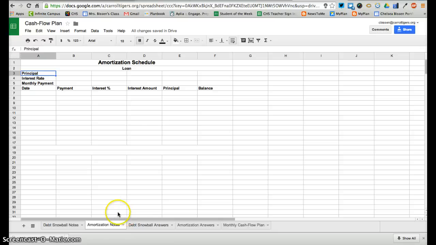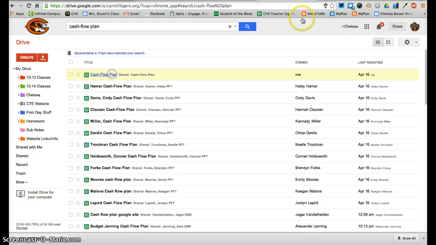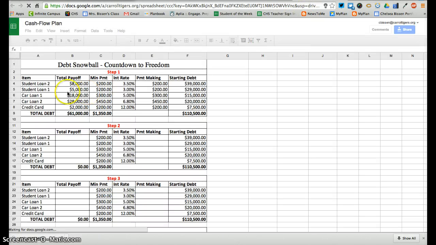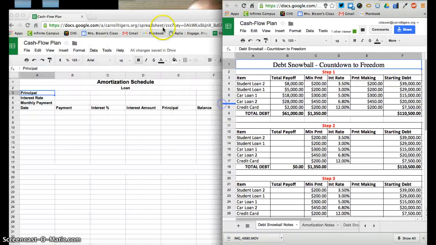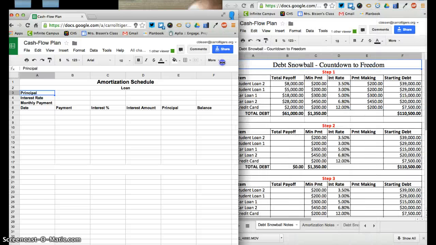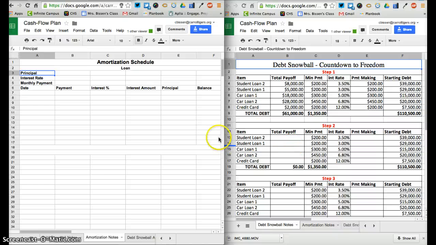Okay, so now that you have both set up, you are going to go back and forth between the debt snowball and the amortization. If you want to put it on 2 screens, you're more than welcome to do that. What you would need to do is put this down, open it up again, put this one over here, move this one over here, something like this, and then you're going to be able to see both screens. You need your debt snowball on one and your amortization on the other.